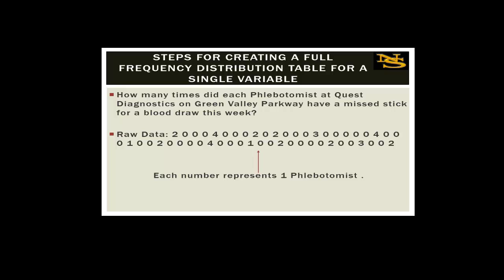Now, if I'm going to break down this raw data, this is a pretty simple set of data. There's not a whole lot of range, and there's not a whole lot of values or scores in my data set. But you can still see how it can just be kind of a jumble and confusing. So, for instance, just to break this down, this 2 represents 2 missed sticks for a blood draw for one of the phlebotomists. So each number represents one phlebotomist. This person had 0 missed sticks. Another 0, another 0. This phlebotomist had 4 missed sticks for a blood draw this week. So you'll see how this raw data translates into a table form.